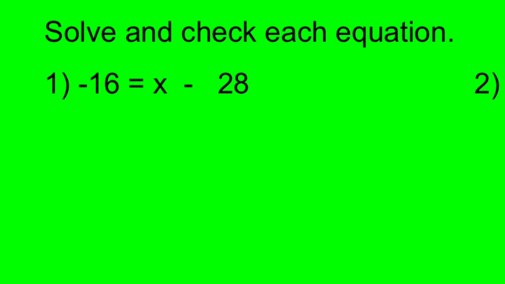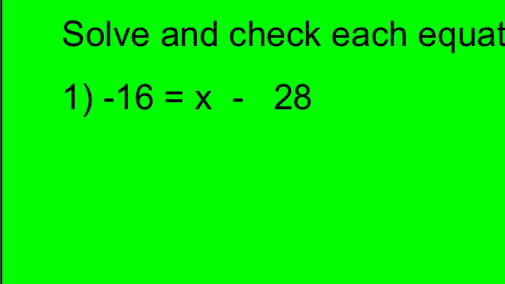What we have here is the equation negative 16 equals x minus 28. Now what you want to do is find the variable x, and beside that is a negative 28, and you want to isolate this x and turn this negative 28 into 0. This is also minus 28, it's the same thing, right? So to turn negative 28 into 0, you add 28, and you have to do the same thing to both sides of the equal sign, add 28.